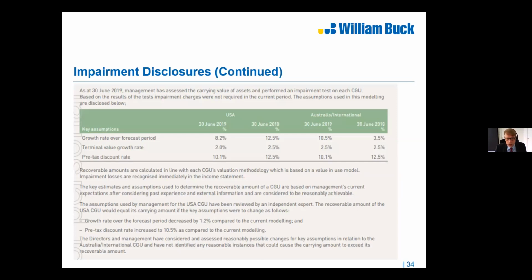The other thing that you will notice about this model is they have done some sensitivity testing, and they've noted in the US CGU that if the growth rate decreased by 1.2%, it would result in an impairment charge, and likewise, if the discount rate was increased, it would. They've also noted separately that there's no reasonable possible grounds for the Australian International CGU to recognise a charge. So that basically means when we talk about the sensitivities, we just need to make sure that we actually disclose for each CGU as well, not just overall. So just bear that in mind as well.